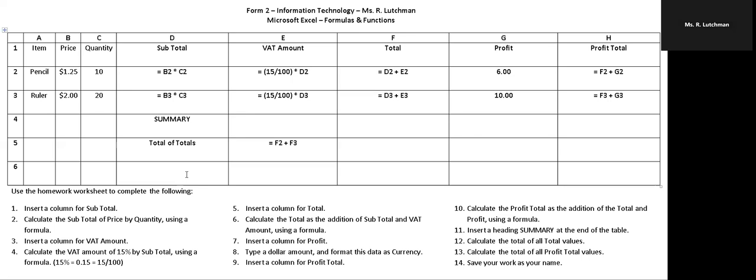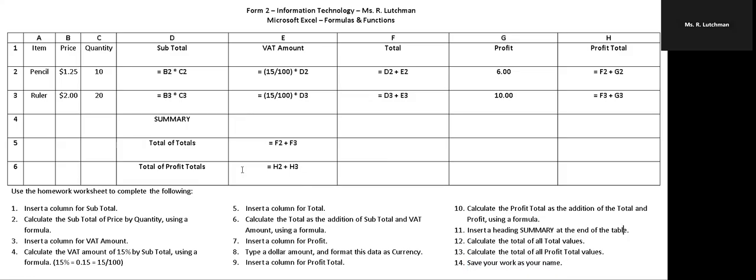Again, I need to have a label. So total of profit totals. Okay. I'm going to put my formula next to it, equal. First one here is H2 plus, oops, H2 plus, next one here is H3. There we go. Nice. And number 14 is to save your work.